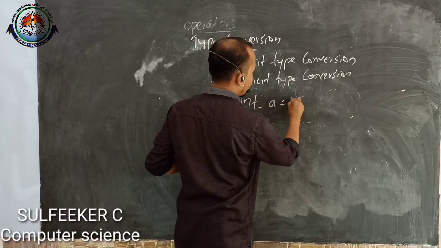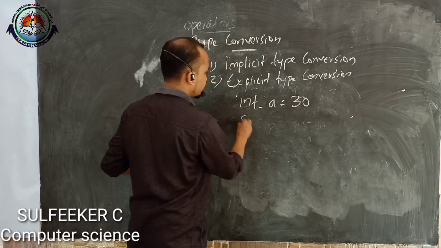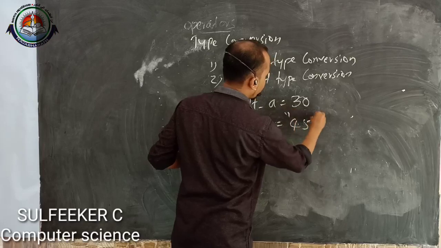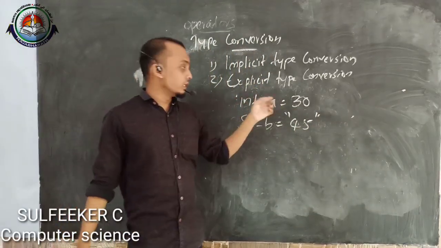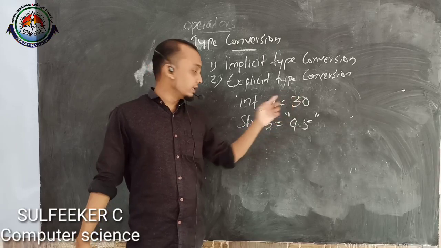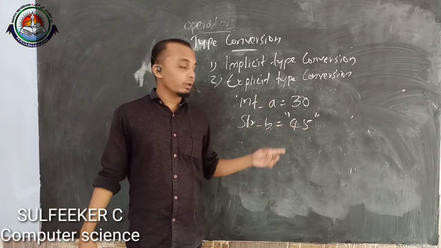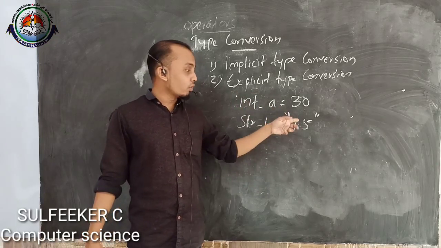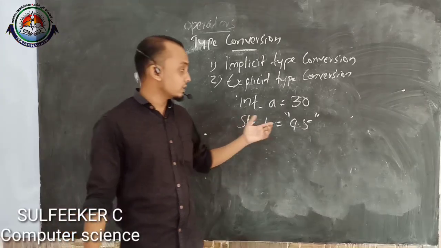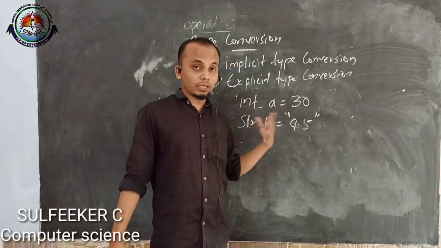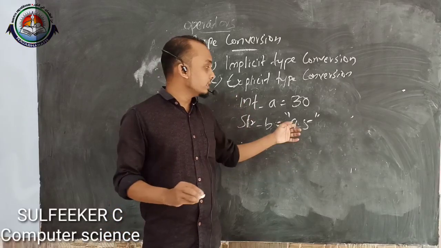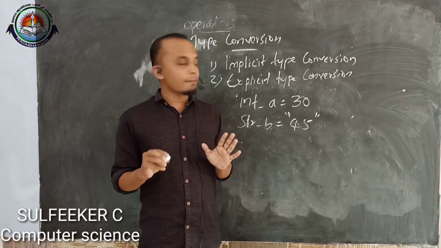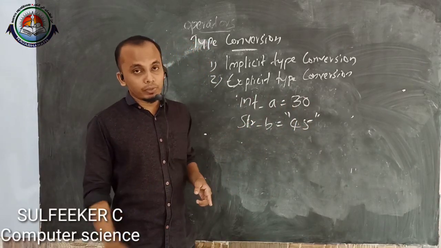Int A equal to 30, strb equal to "45". Int A equal to 30 is an integer type value. Then strb equal to "45" is not an integer value. This is a string, "45". What is a string? A combination of characters. This value will not be considered as a number. It is a string; string means just one 4 is there, one 5 is there. That's all.